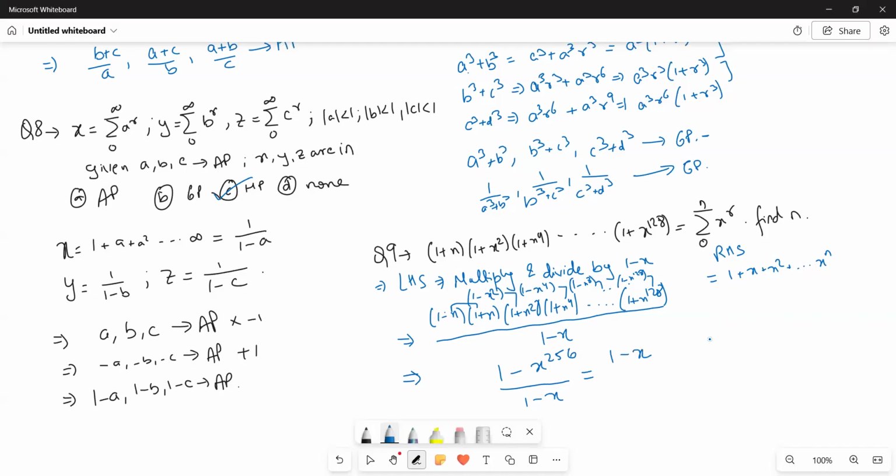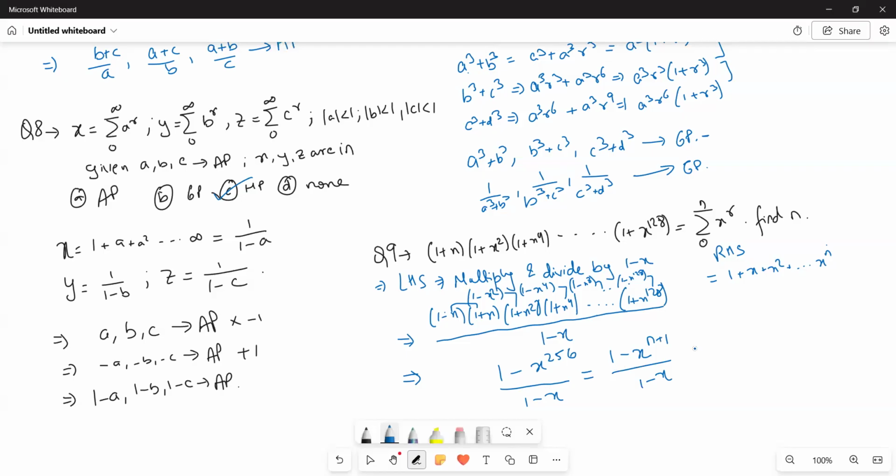What's the number of terms of the sequence on the right hand side? Can anyone tell me the number of terms of the GP on the right hand side? N plus 1. The number of terms is n plus 1, divided by 1 minus x. It's a very common silly mistake. Seeing n here, you will write x power n, but please do remember the sequence is starting from 0. So 0 to n is n plus 1 terms.